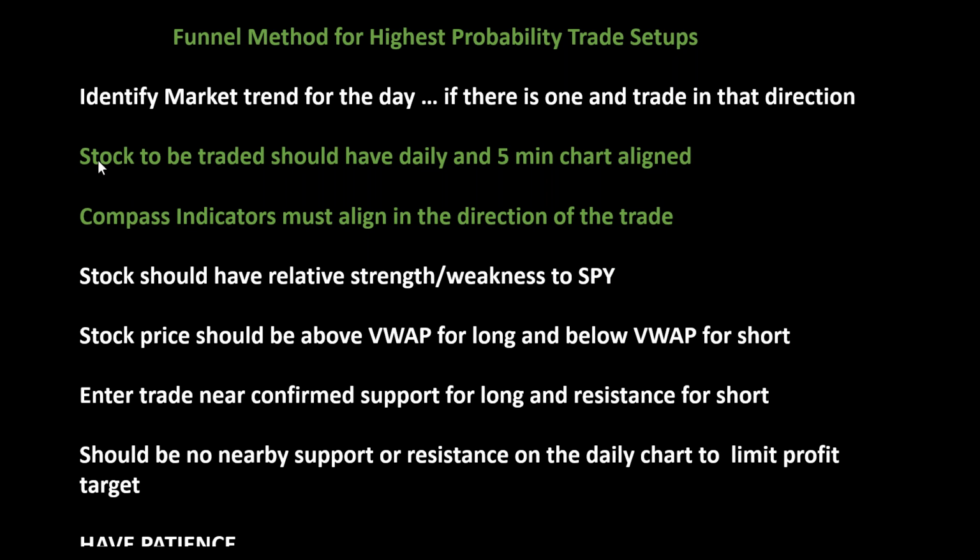A couple of things here. Again, stock to be traded should have a daily and 5-minute chart aligned, and the compass indicators must align in the direction of the trade. Very critical, these two. Once you add relative strength and relative weakness, that gives you really, really high probability of a good setup. A little bit more detailed on the 5-minute chart.